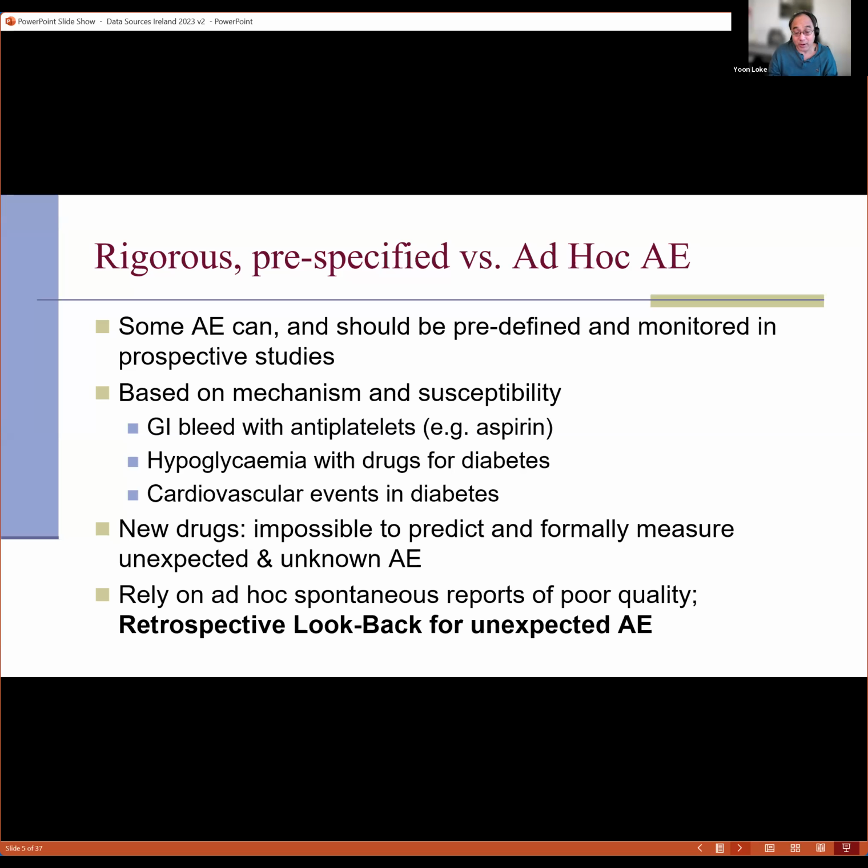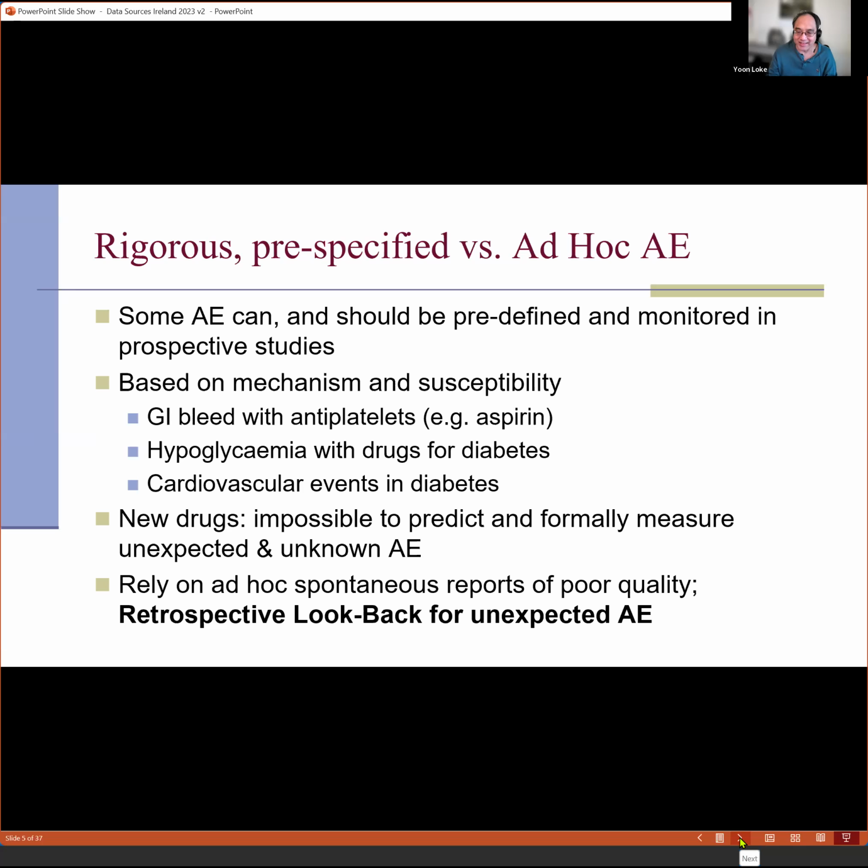The caveat for this is that for new drugs, it's impossible for us to predict or to set up formal measurement systems that can pick up unexpected, completely out-of-the-blue adverse effects. And so what happens in that situation is that the trialist or the systematic reviewer ends up doing a look back. And the trouble with any look back is that you're doing a retrospective evaluation of unexpected or unanticipated events where you don't necessarily have a clear case definition or a clear way of monitoring and reporting it. So we're often caught trying to look back at things that have already happened.